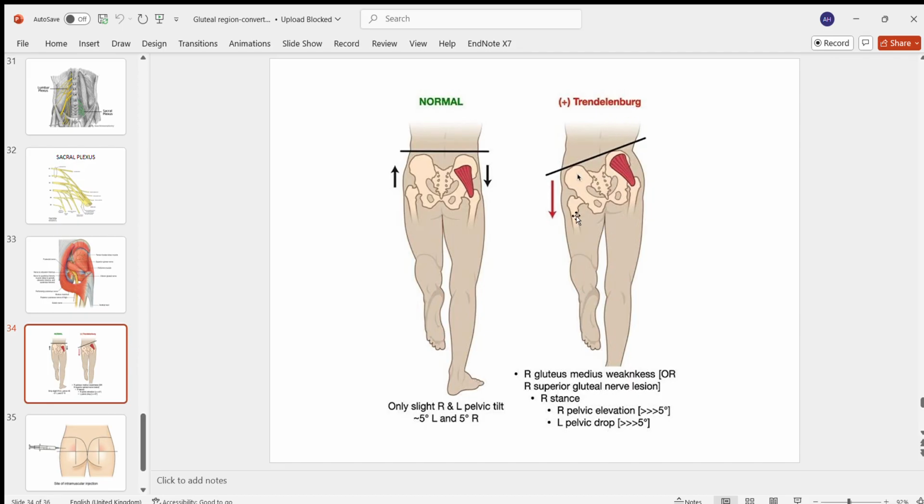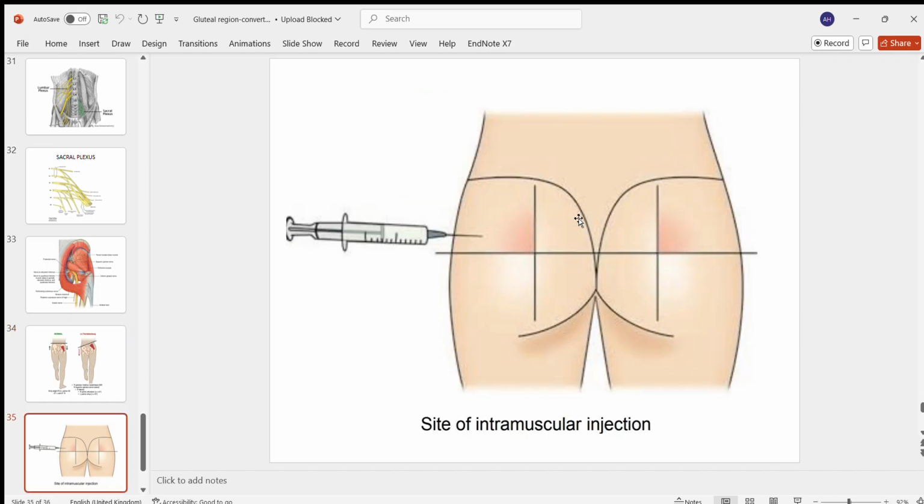I'll repeat again. If gluteus medius and minimus of right side is paralyzed, it won't be able to support the opposite limb and it will drop. This is called positive Trendelenburg sign.